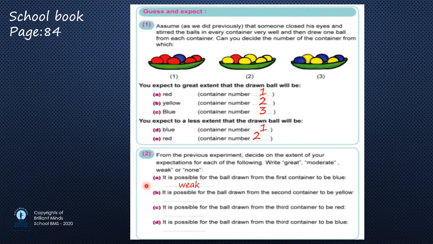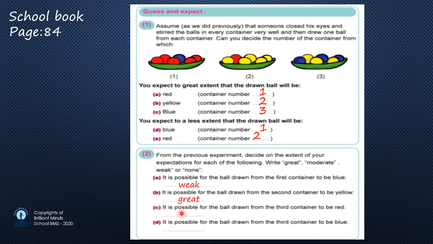Okay, in the second container, what's the chance to have yellow? We have 5 yellow balls. So this is the bigger number. So it will be great to have a yellow ball from the second container.